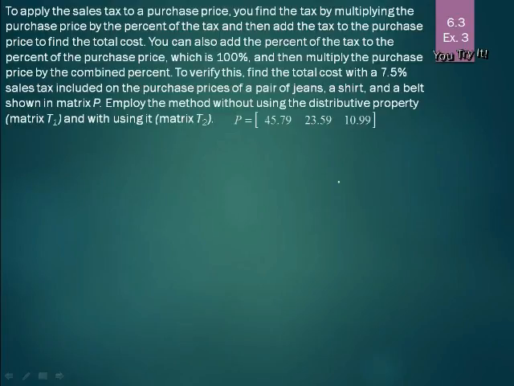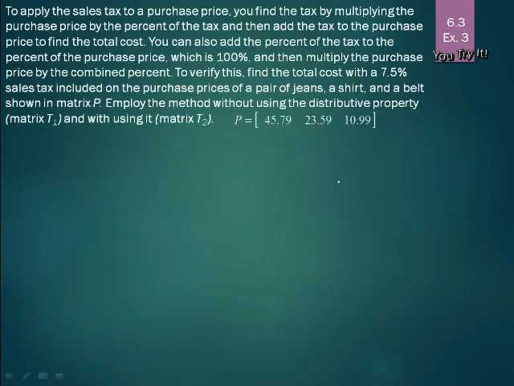To apply the sales tax to a purchase price, you find the tax by multiplying the purchase price by the percent of the tax and then add the tax to the purchase price to find the total cost. You can also add the percent of the tax to the percent of the purchase price, which is 100%, and then multiply the purchase price by the combined percent.